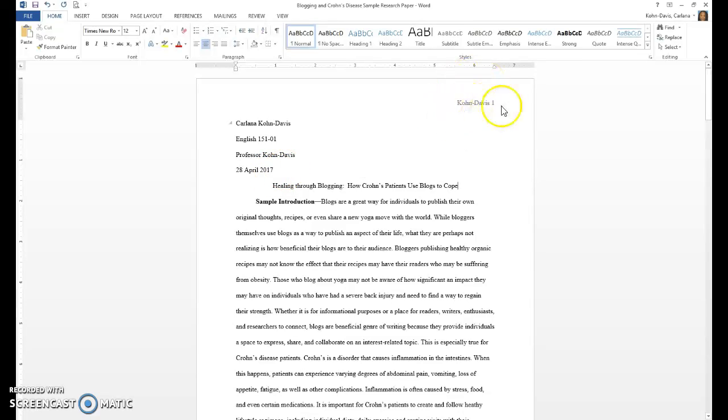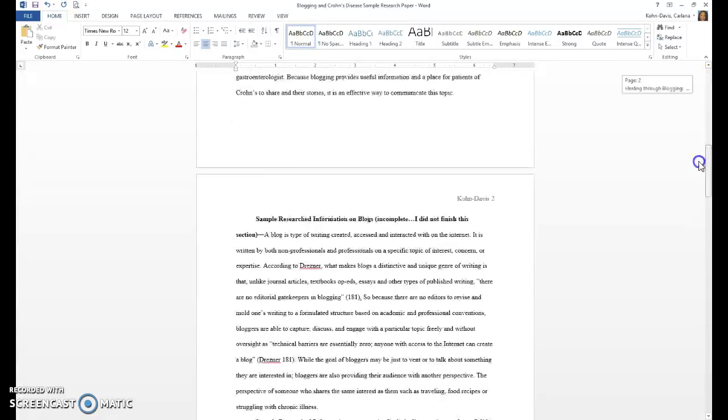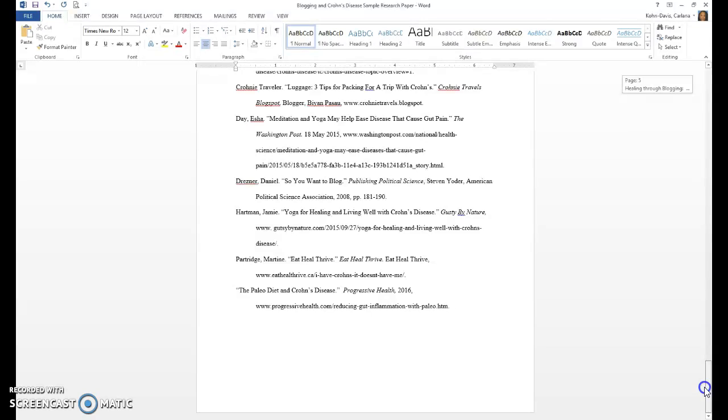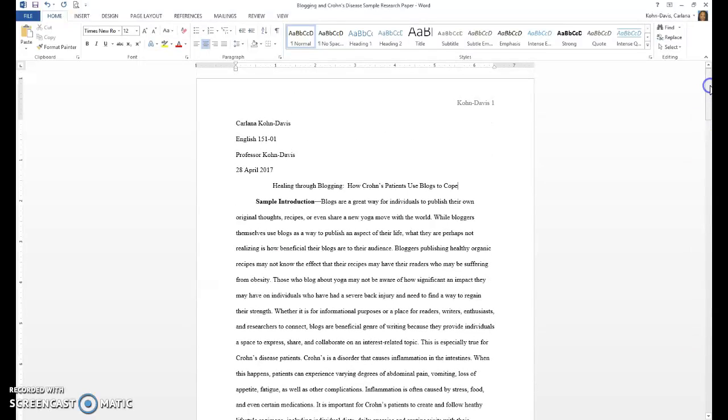And remember in the upper right hand corner to put your last name and the page number. And then you center the title. So notice from where I put my name all the way to the end of the paper, and the end of the paper will be your works cited page, is double spaced. Okay, so keep that in mind. All right, and again, center your title. So my title is Healing Through Blogging, How Crohn's Patients Use Blogs to Cope.